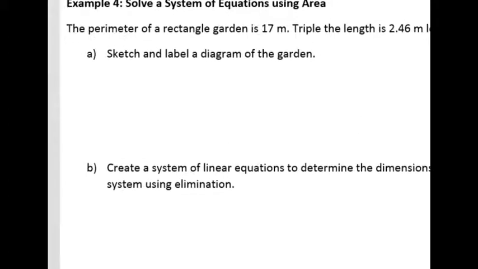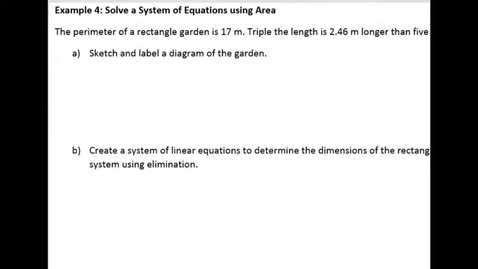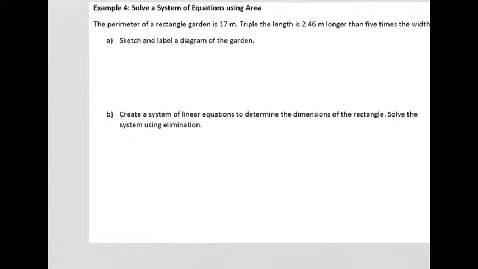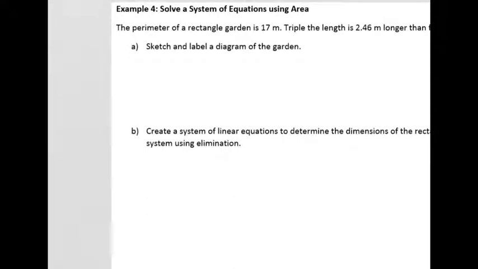The perimeter of a rectangle garden is 17 meters. Triple the length is 2.46 meters longer than 5 times the width. Oh, one of those. First, we're going to sketch and label a diagram of the garden.